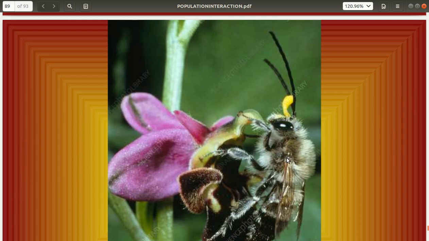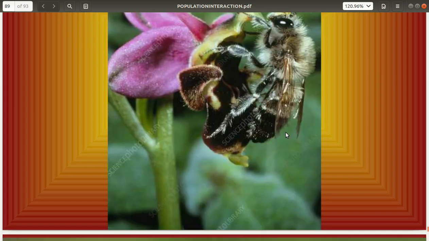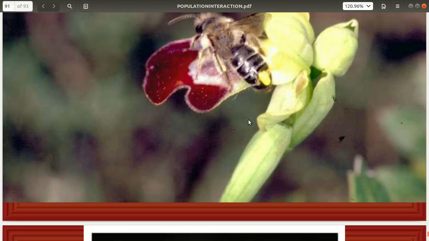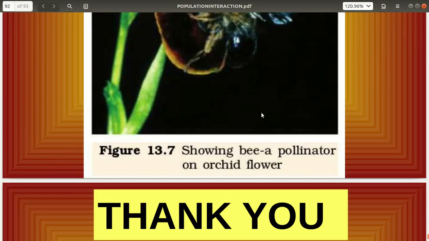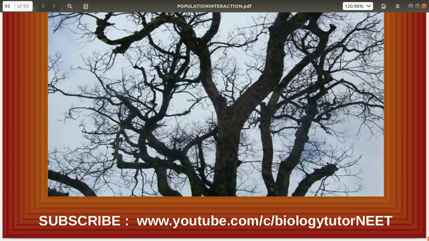Here you can see the bee undergoing pseudocopulation with the flower, where one of the petals looks exactly like that of a female, and it is undergoing pseudocopulation or false copulation. So you can notice this insect which is undergoing pseudocopulation. So that ends our topic on population interaction.